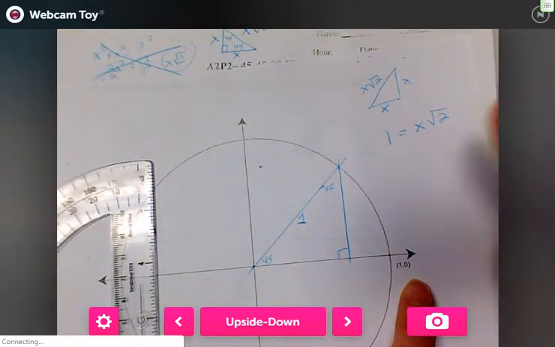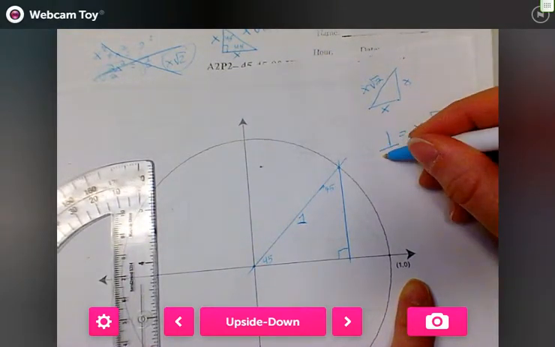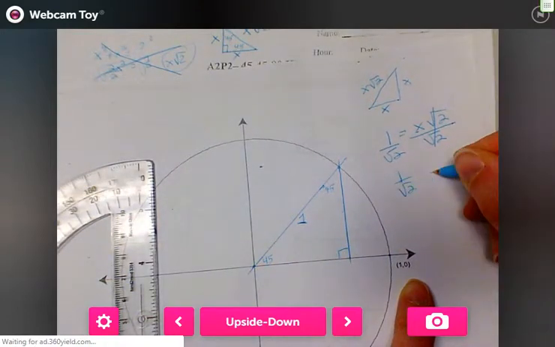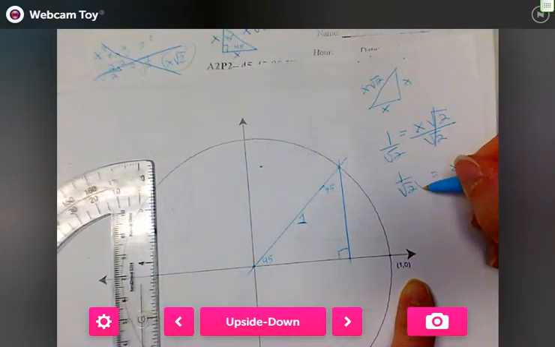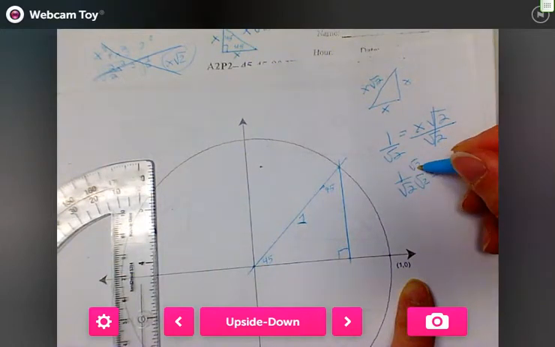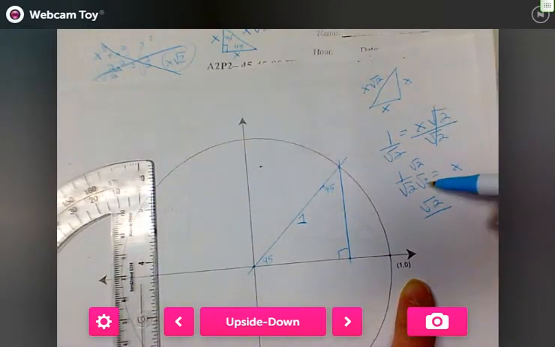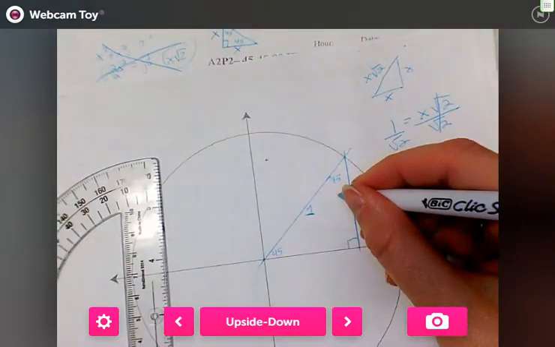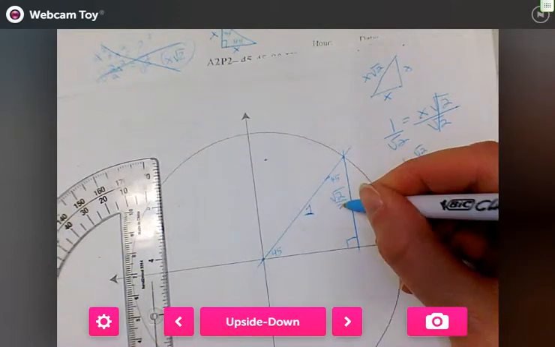Okay. So we're going to divide both sides by the square root of 2. And we get 1 over square root 2 equals x, but I can't have a square root 2 on the bottom. So I'm going to multiply the top and bottom by square root 2. This gives me square root 2 over 2. Times 2 is what, guys? What's the square root of 4? 2. So each of these sides is square root 2 over 2.